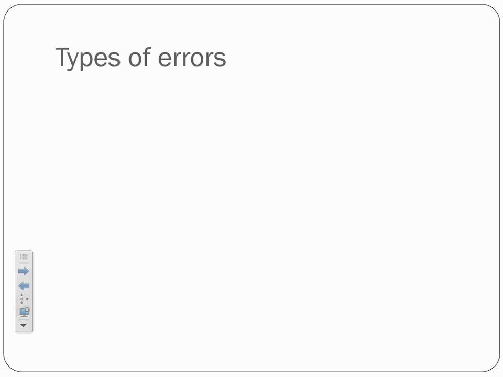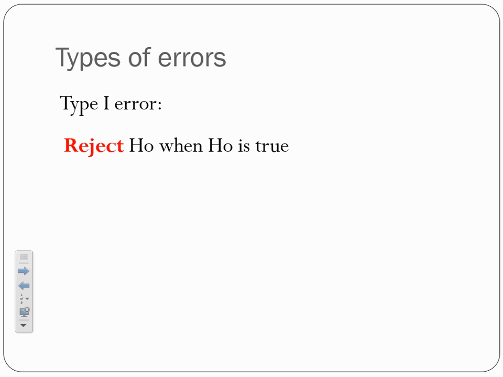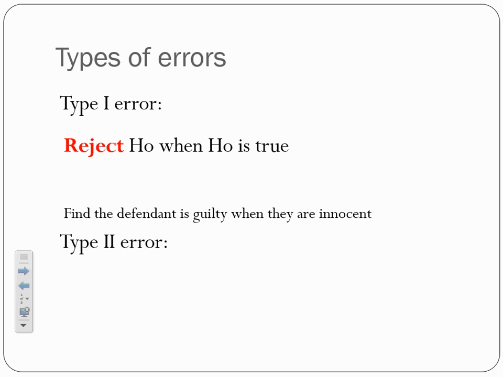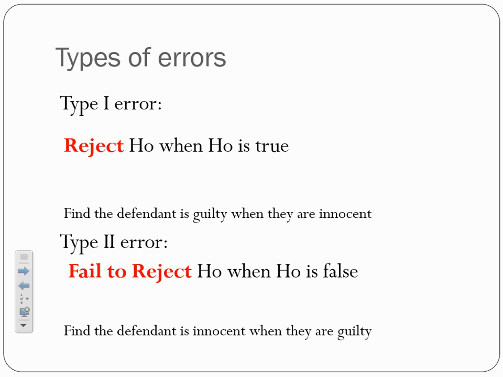As we go through this, there are two types of errors, and we just discussed both of them. A type 1 error is when you reject the null when it is true. In other words, we found the defendant guilty, so we rejected the null, we rejected that they were innocent, but they actually were. The other type of error is a type 2 error. That's when we fail to reject the null. In other words, we thought that they were innocent when in fact they weren't.